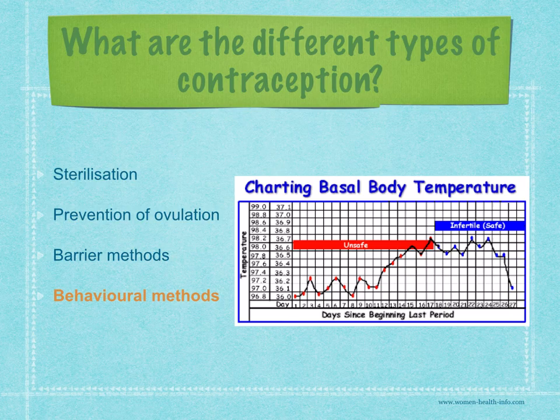And then finally, behavioral methods. This involves either abstaining from sex altogether or confining to those days of the menstrual cycle where the secondary oocyte is not available for fertilization.